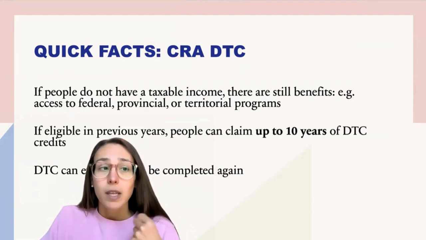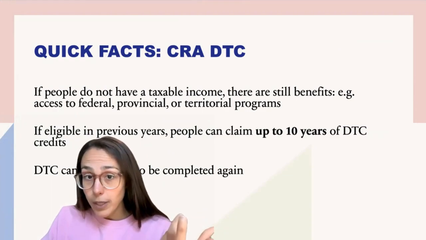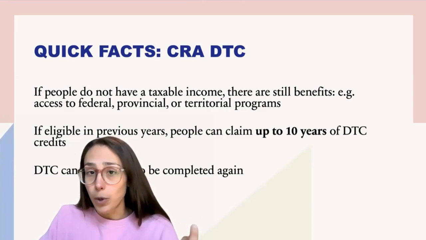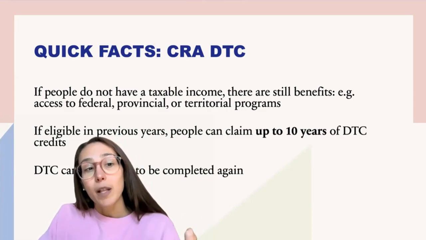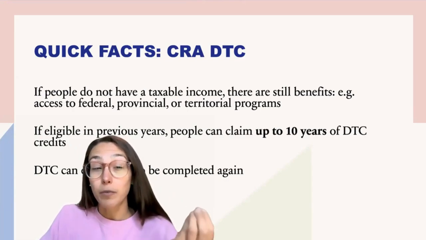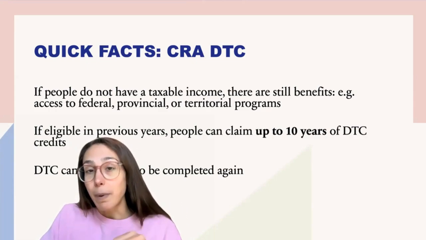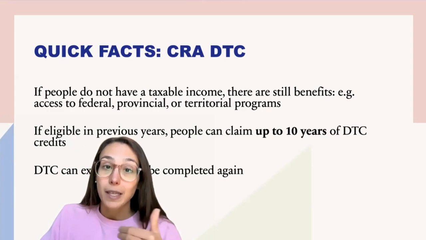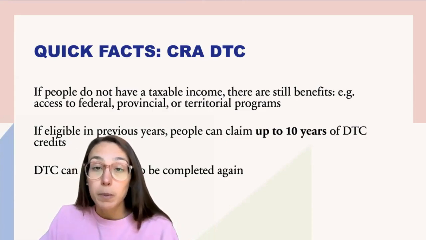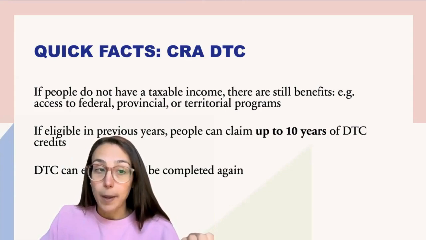Some more quick facts. If people don't have a taxable income, there's still benefits in applying for this CRA DTC, as they may gain access to other federal, provincial, or territorial programs. If they've been eligible in previous years, people can actually claim up to 10 years of credits. Lastly, these DTCs can expire, so patients might come to you asking you to recomplete the form if they're still eligible. Sometimes people do lose that eligibility because they recover or improve their function over time.